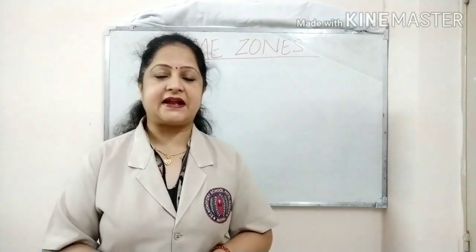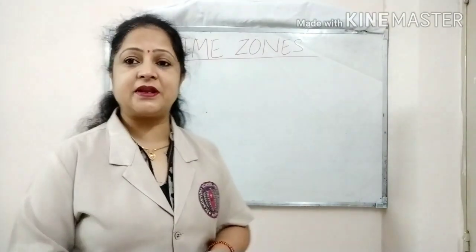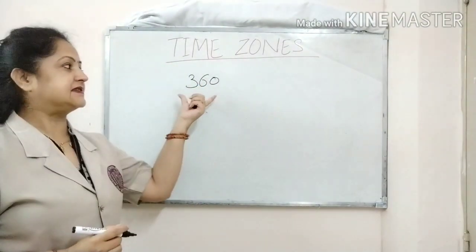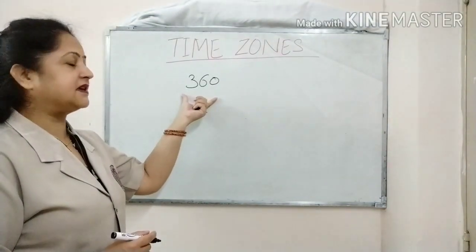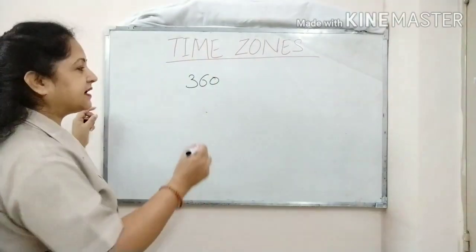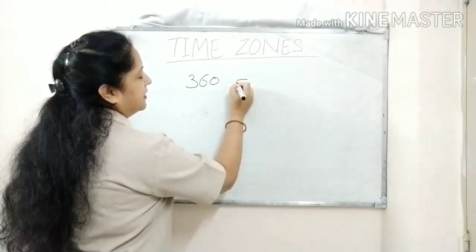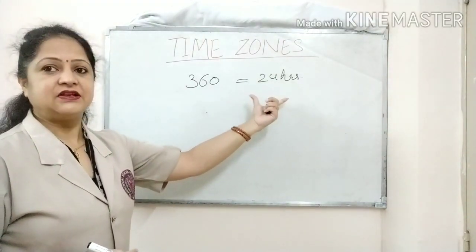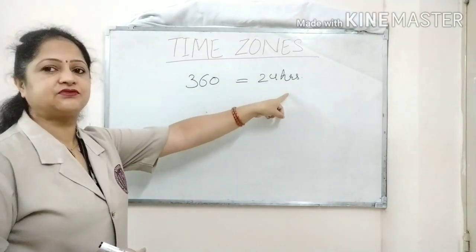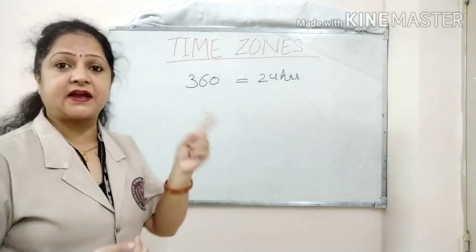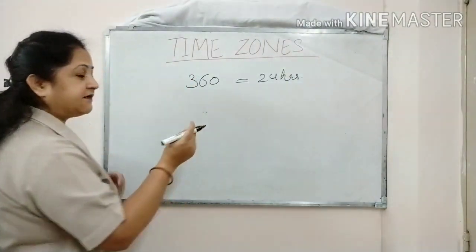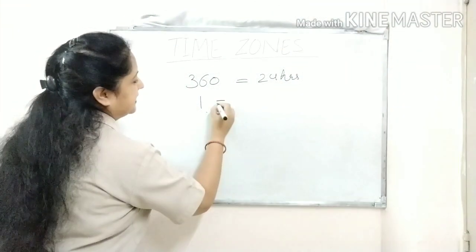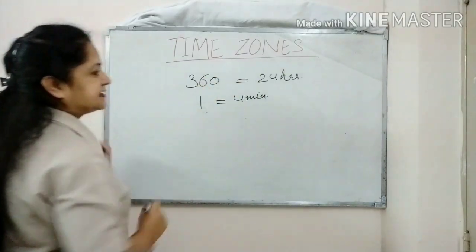So as we know that there are total 360 meridians. How many meridians are there? 360 meridians. The whole globe is divided into 360 meridians. And these 360 meridians take 24 hours to complete one rotation on its axis. So we can say that 360 meridians take 24 hours to complete one rotation. Then how much time would be taken by one meridian? That we have already calculated when we were calculating the time, and now I am just going to write it simply that one meridian will take 4 minutes to complete its rotation.